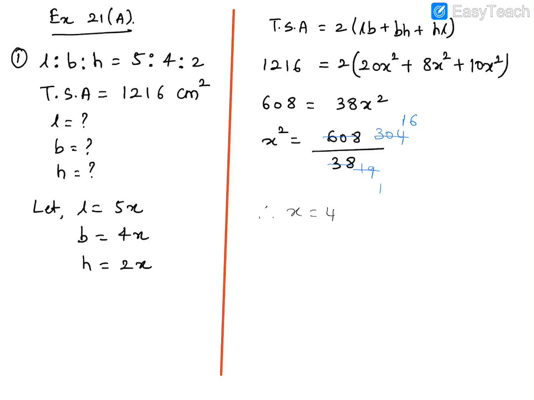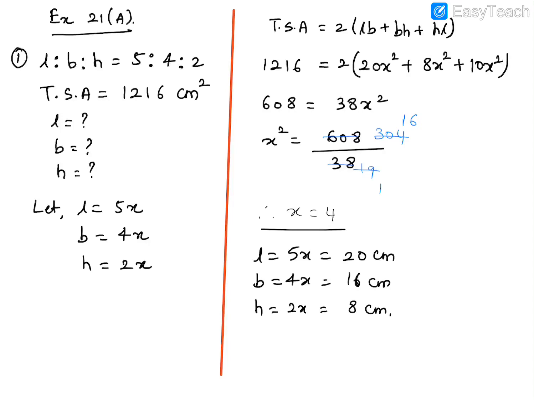Okay, now we got x is equal to 4. If x is equal to 4, what will be the value of length? Length will be 5x. 5 4s are 20 centimeter. Breadth is equal to 4x, 4 4s are 16 centimeter. Then height is equal to 2x, 2 4s are 8 centimeter. Okay, done.